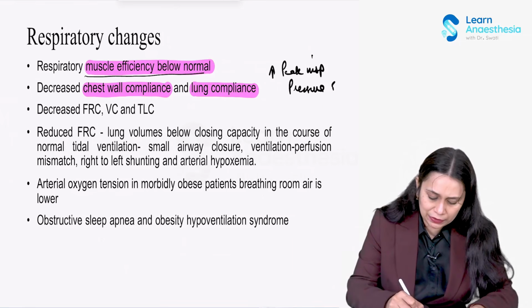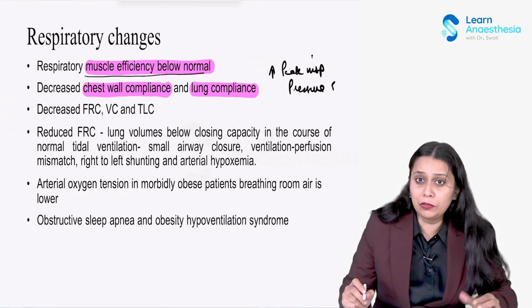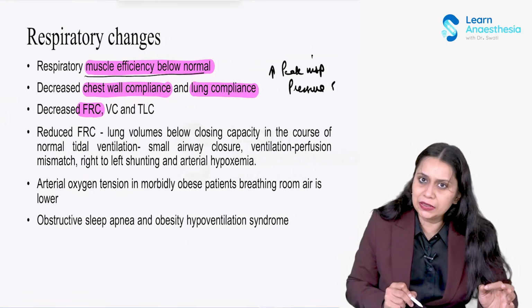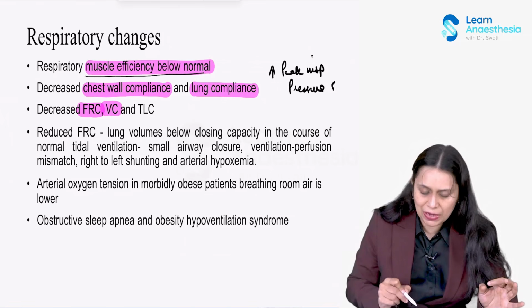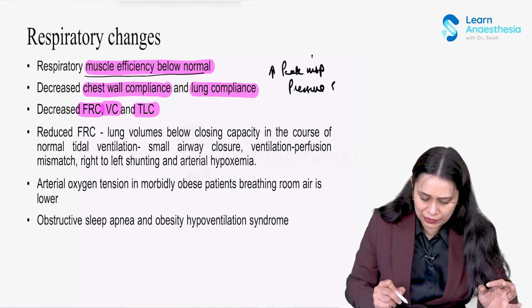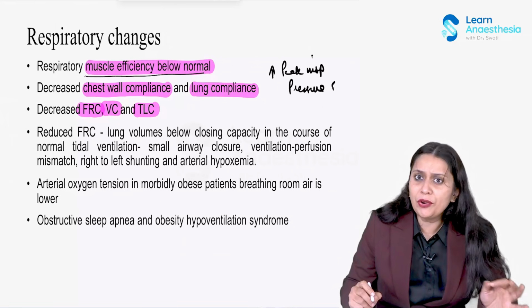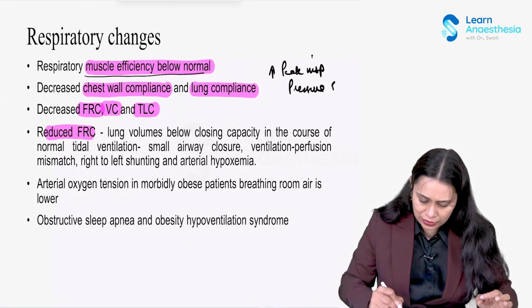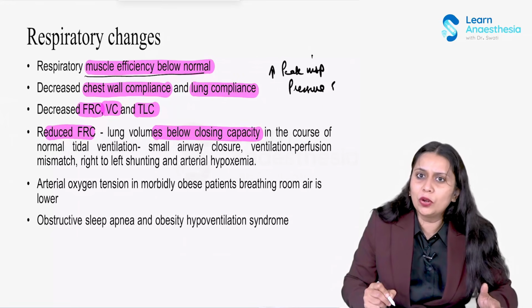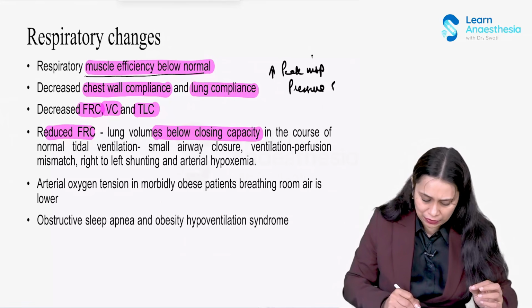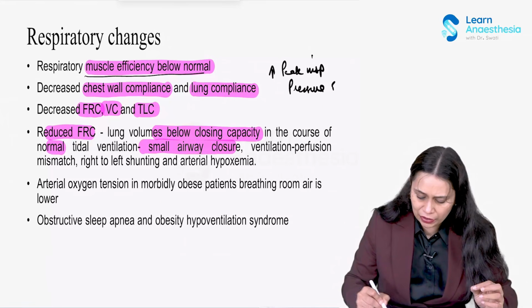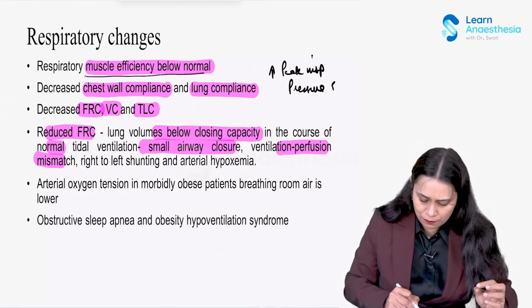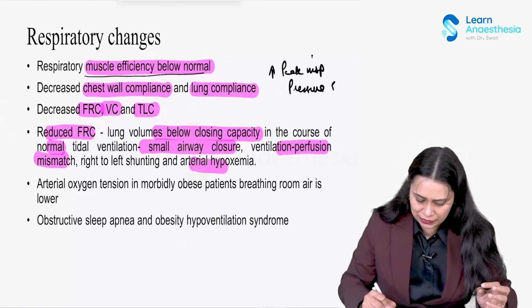Then in obesity, there is a decrease in lung volume and capacity. What happens? The functional residual capacity decreases, the vital capacity decreases, and the total lung capacity decreases, right? The functional residual capacity decreases, it goes below the closing capacity. So what will happen? Atelectasis. The risk of atelectasis and small airway closure is increased, and there would be increased ventilation perfusion mismatch, okay, and more hypoxemia seen in these patients.